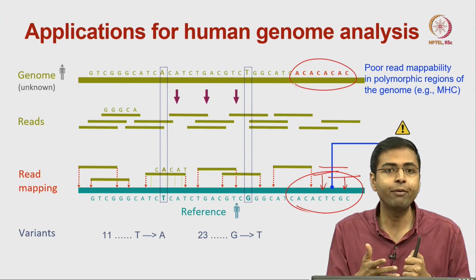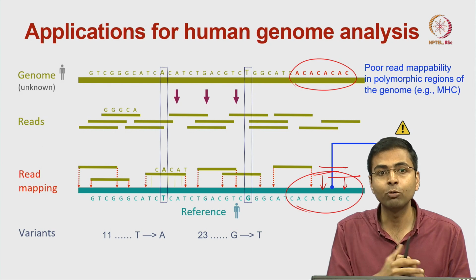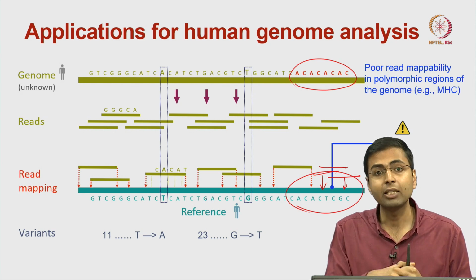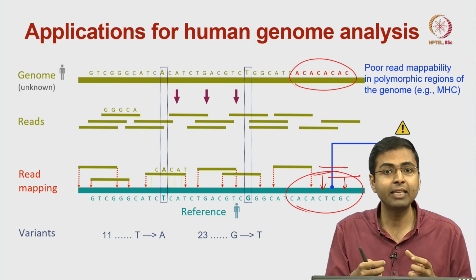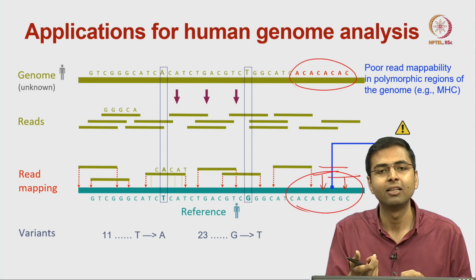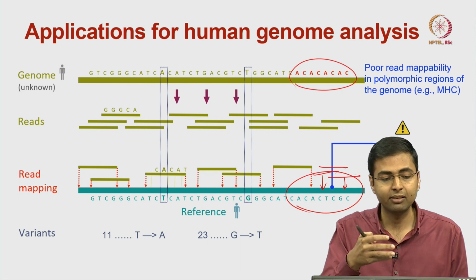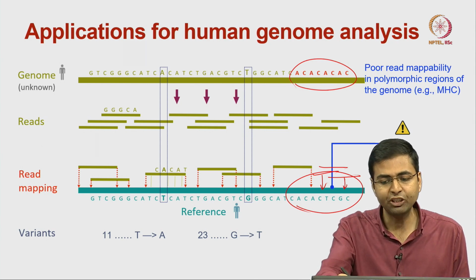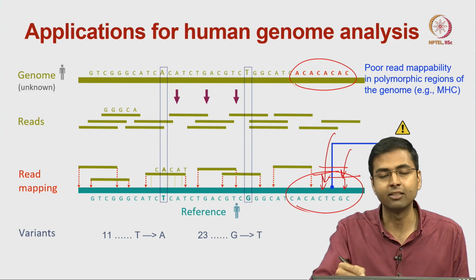So, for example, I gave you this example of the MHC region in chromosome 6 in one of the earlier slides. Those are the regions where we may see poor mappability of reads. If there is a significant difference between the target genome and the reference genome, then we may not be able to match reads in those polymorphic regions.